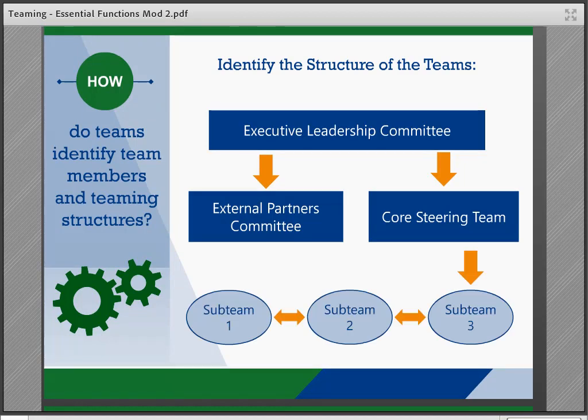Then the core steering team leader identifies additional team members as needed to lead the sub-teams and join the core steering team. The core steering team then works through the team charter and the communication plan for each of their teams, which are essential functions 3 and 4, to clarify that team structure, and then identify sub-teams, leads, and sub-team members as needed. Once assembled, each sub-team should work through the same teaming steps for that team.